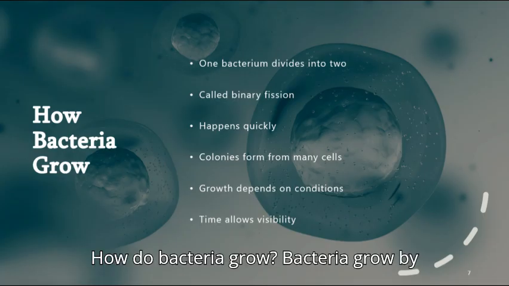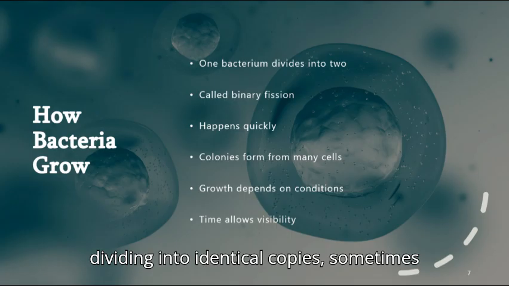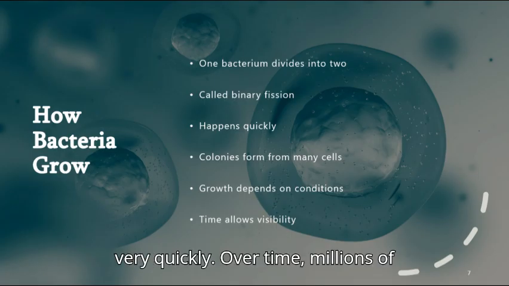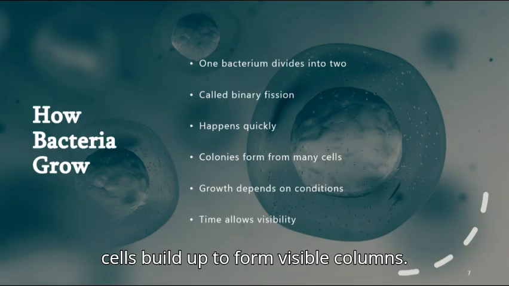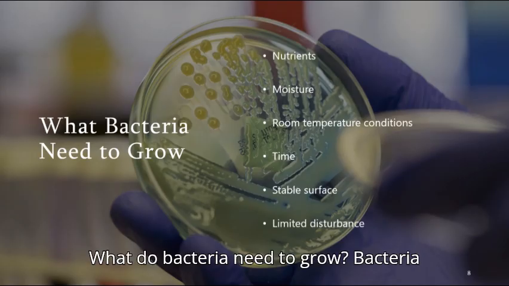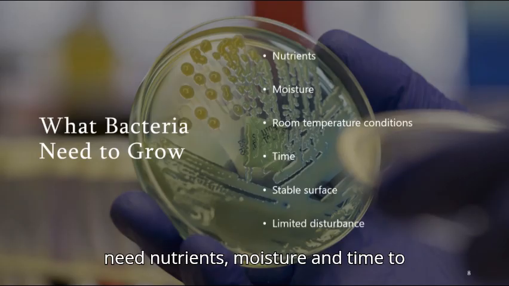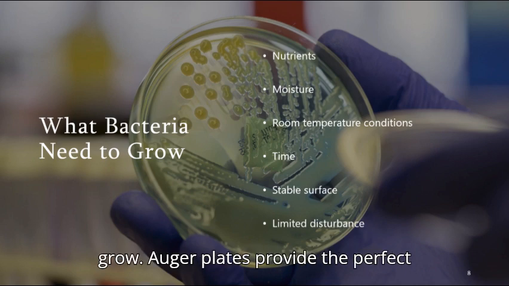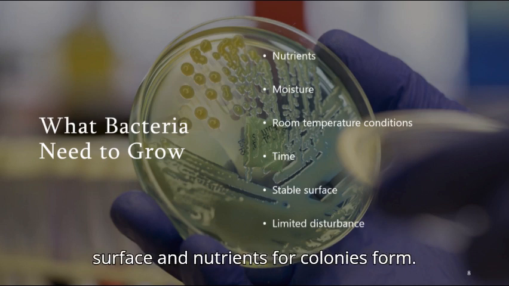How do bacteria grow? Bacteria grow by dividing into identical copies, sometimes very quickly. Over time, millions of cells build up to form visible colonies. What do bacteria need to grow? Bacteria need nutrients, moisture, and time to grow. Agar plates provide the perfect surface and nutrients for colonies to form.